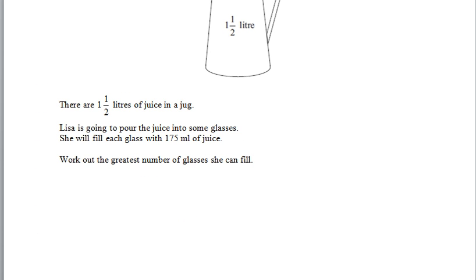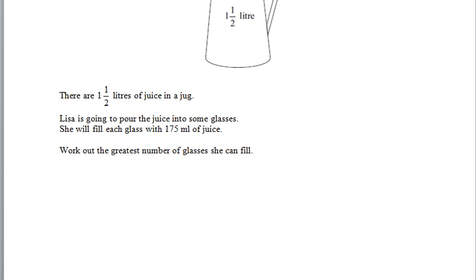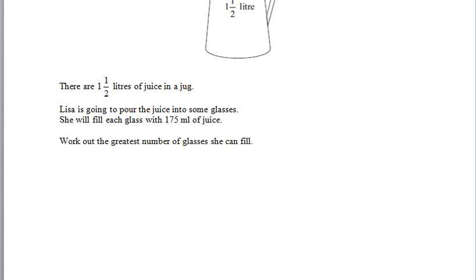In this question, we had a jug, 1.5 liters of juice. So let's read it properly. Okay, there are 1.5 liters of juice in a jug. Liza is going to pour the juice into some glasses. She will fill each glass with 175 milliliters of juice. Record the greatest number of glasses she can fill. Oh, all right. Here, many people reacted immediately to the greatest number of glasses.